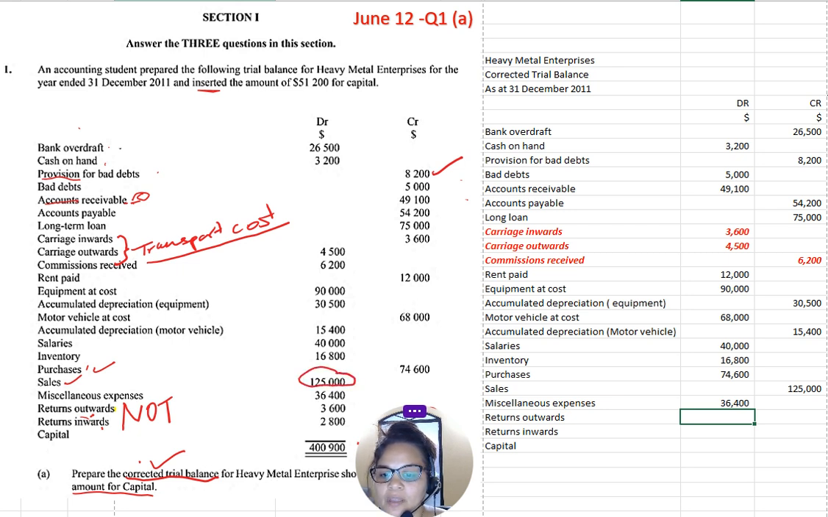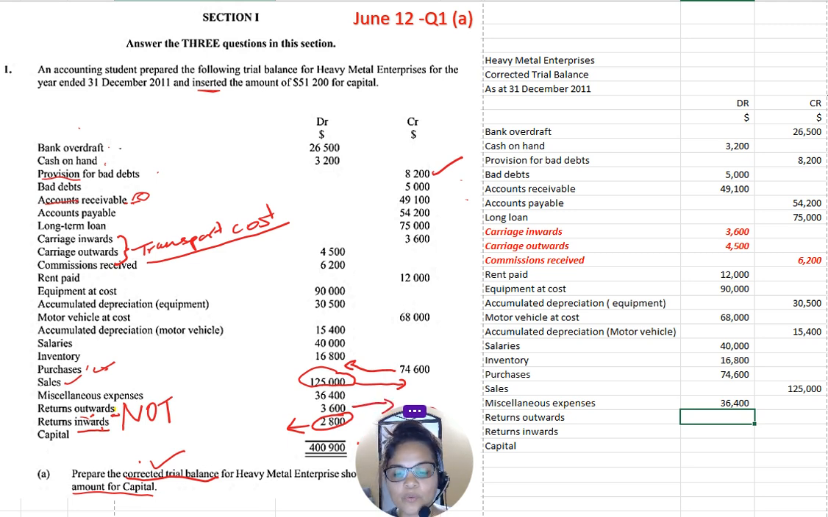So if sales is on your credit side, then what is reducing the sales needs to be on the debit side. Which one is reducing your sales? Return inwards. So return inwards will have to be on your debit side, right? And if purchases are supposed to be on your debit side, then return outwards, reducing your purchases, has to be on the credit side.